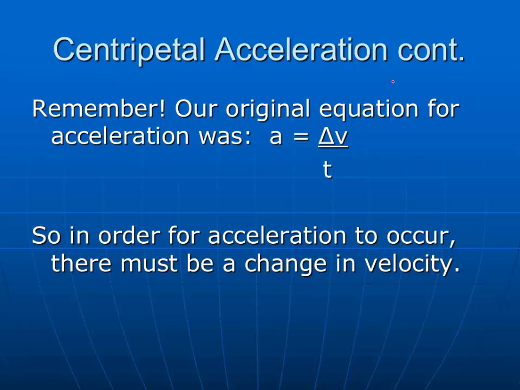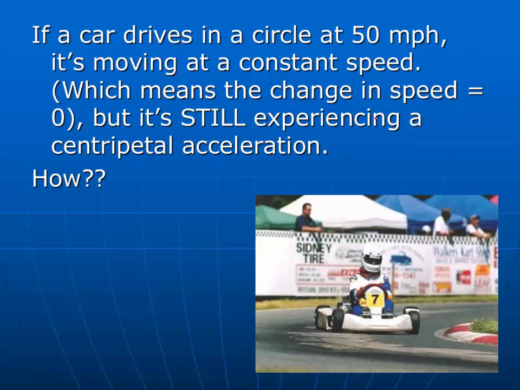So we learned before that acceleration is change in velocity over time. So in all of our instances before, something was speeding up or slowing down. It was changing its velocity, so we knew that it was accelerating. But when something travels in a circle, even if that something is moving at a constant speed, it still has a centripetal acceleration, even though the change in speed is 0. So how does that happen?